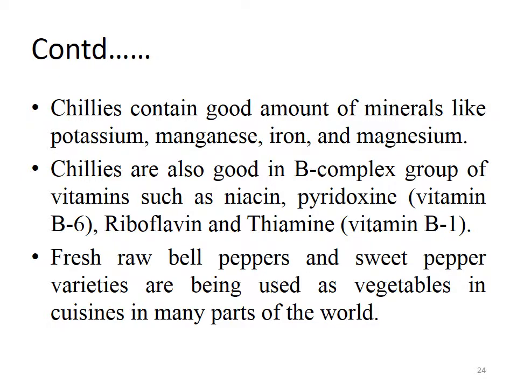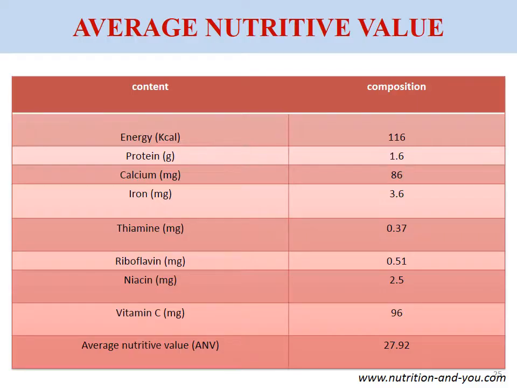Fresh raw bell peppers and sweet pepper varieties are used as vegetables in cuisines in many parts of the world. Average nutritive value in chili: energy is 116 kilocalories. Protein is 1.6 grams. Calcium is 86 mg. Iron 3.6 mg. Thiamine is 0.37 mg. Riboflavin 0.51 mg. Niacin 2.5 mg. Vitamin C 96 mg, and average nutritive value is 28%.